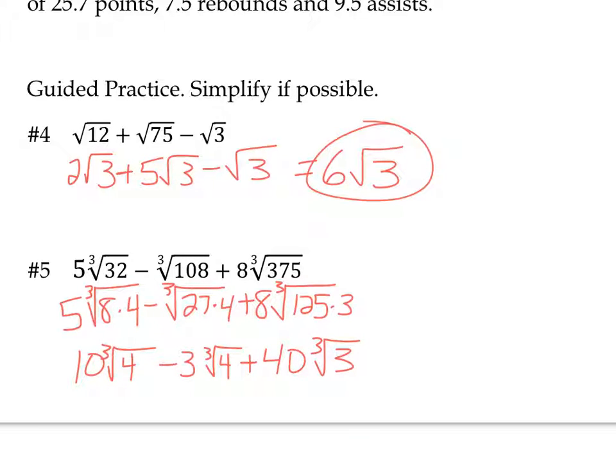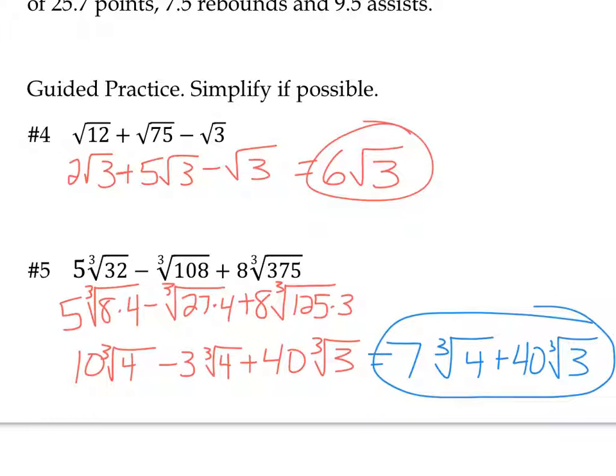So now I've got cube root of 4, cube root of 4, cube root of 3. So I want to go back and see, I can add these first two terms together. The second one I can't, but I did simplify it. It's okay. And I can subtract here because I have 10 minus 3. So that's going to give me a final answer in this case of 7 cube root of 4 plus 40 cube root of 3. And that would be my final answer.